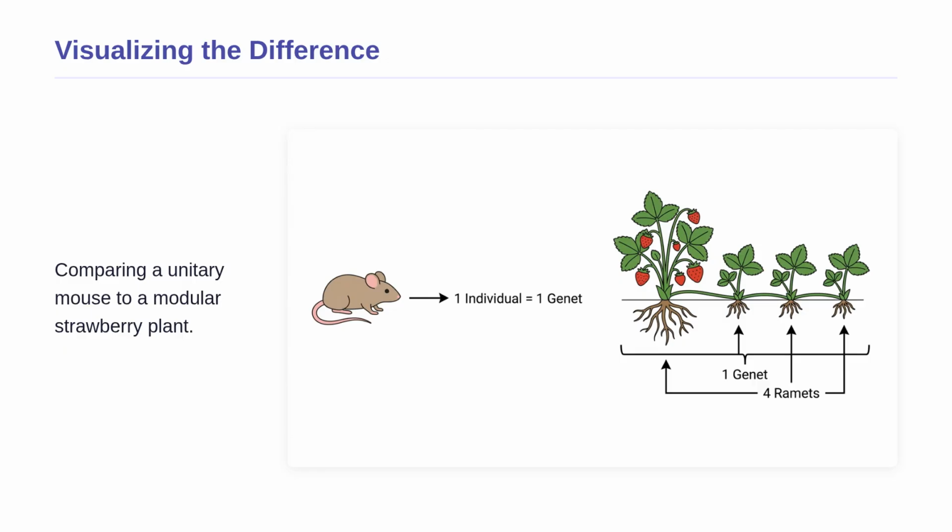Now, look at the right side, where we see a strawberry plant. This represents our modular organism. Notice how the horizontal runners connect multiple leafy shoots together. The large bracket at the top shows that this entire connected network is just one genet, originating from a single seed. However, the arrows point to the 4 distinct physical shoots, labeling them as 4 ramets. This perfectly illustrates how modular organisms conquer space through cloning.